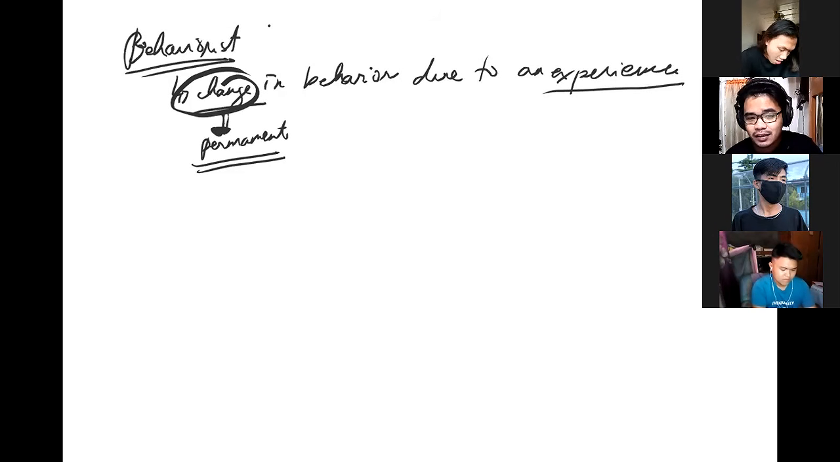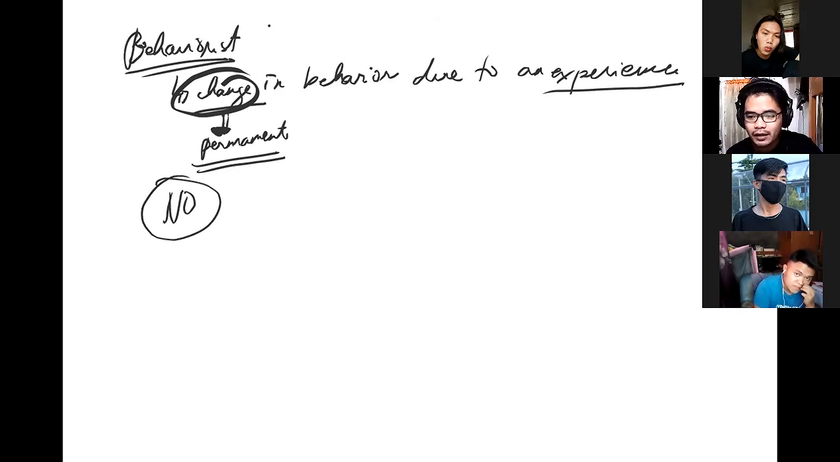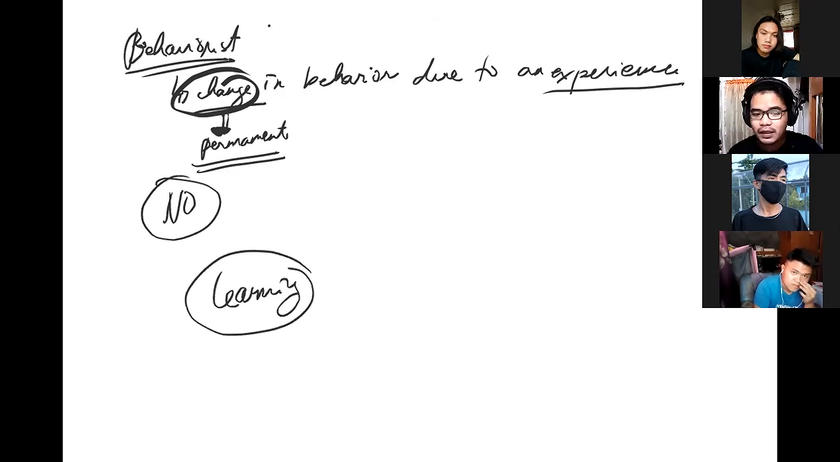In other words, answering the big question of is the change in behavior due to liquor ingestion an example of learning? The answer there is a big no. Why? Because the change in behavior is not permanent. When we talk about learning, ladies and gentlemen, learning, the change in behavior, must be permanent.